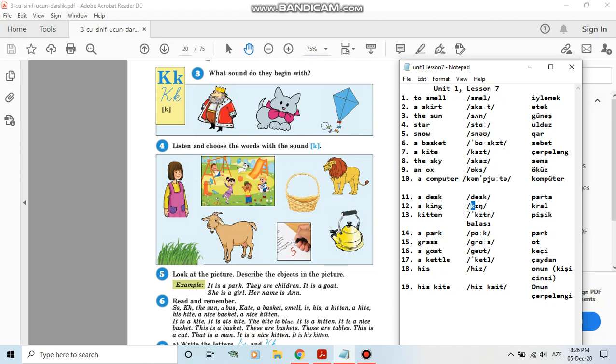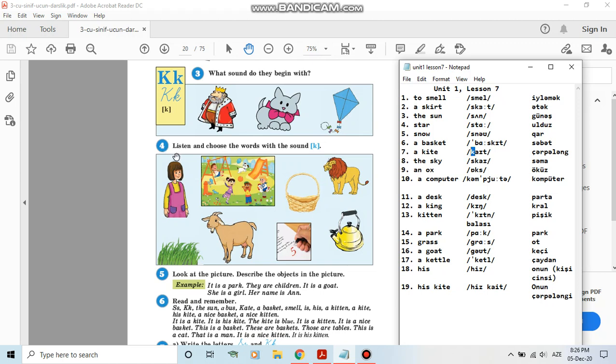Kral. King. Bu sonda gördüyünüz səs n ilə g səsinin birləşməsidir, burunda n səsini verir. King. Kral deməkdir və k səsi ilə başlayır. Kitten. A kitten. Pişik balası. It begins with the sound K. Kite. A kite. It begins with the sound K.